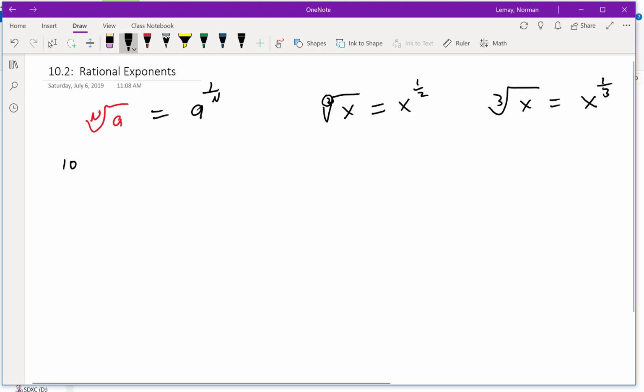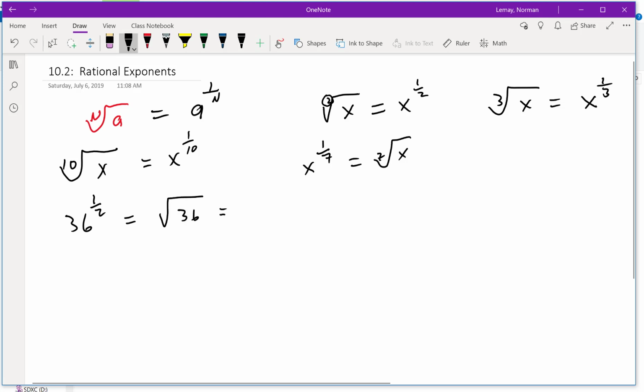They do come in convenient, and they do come in a little bit handy. So the 10th root of x is just x to the 1/10 power. And we can rewrite from the rational exponent form, say x to the 1/7, to note that this is the 7th root of x. So we have things like 36 to the 1/2 power can be rewritten as the square root of 36, which we can evaluate and say is equal to 6. We have 1,000 raised to the 1/3 power, which we can re-express as the cube root of 1,000, which we know is going to be 10.